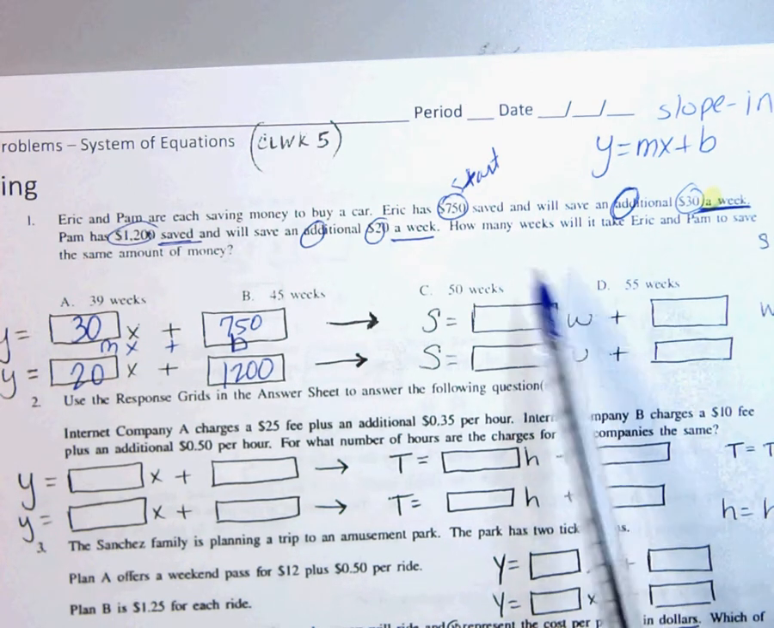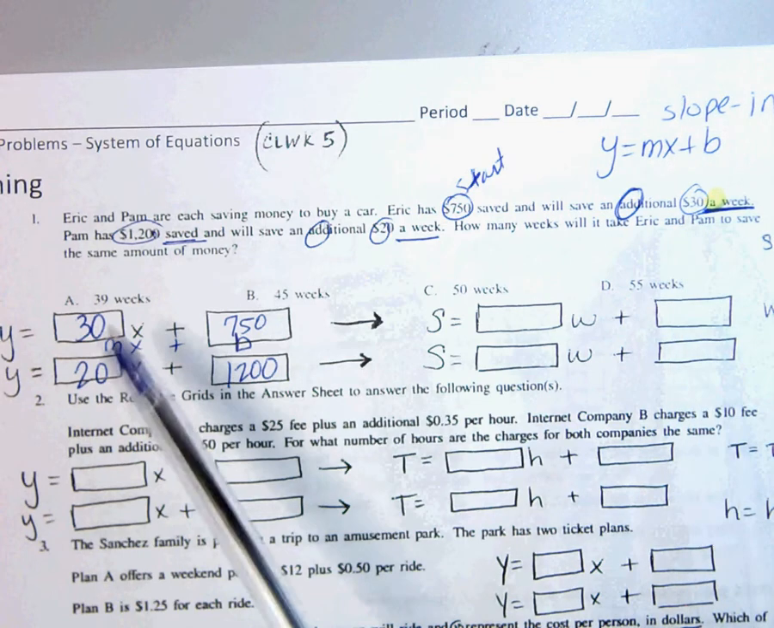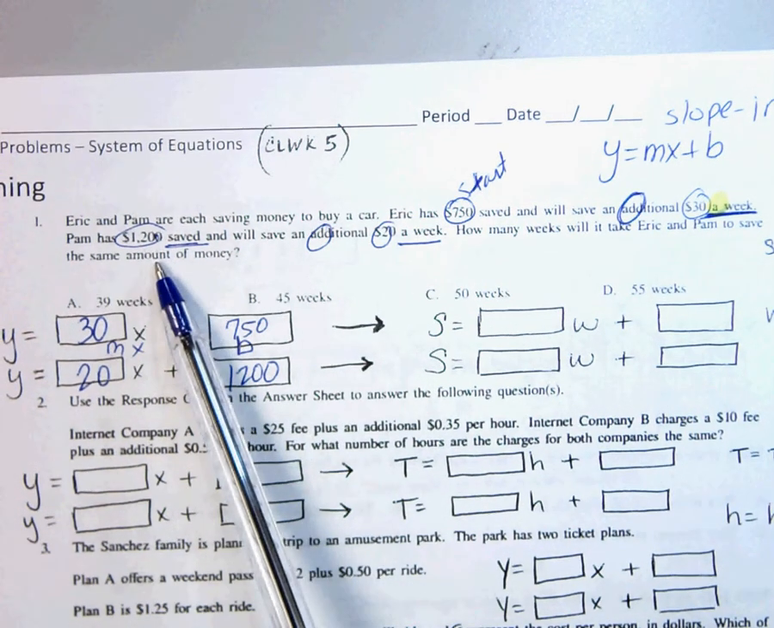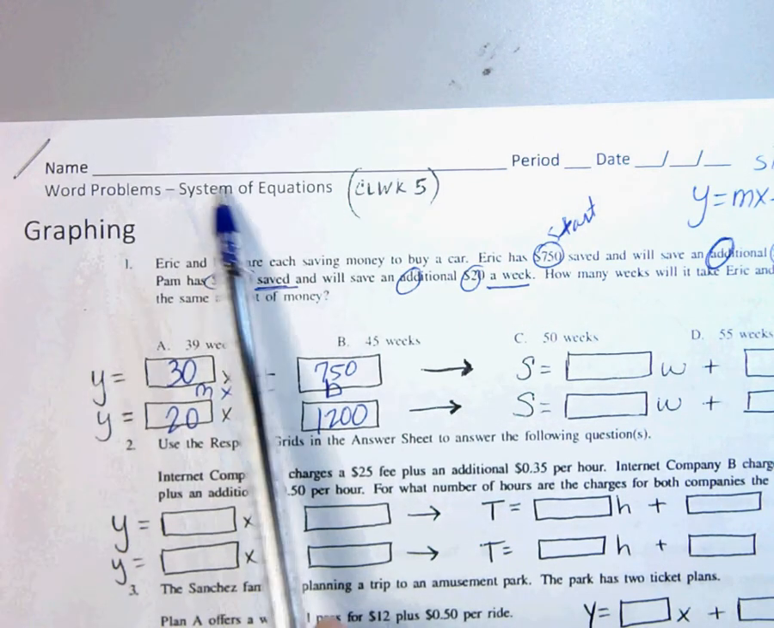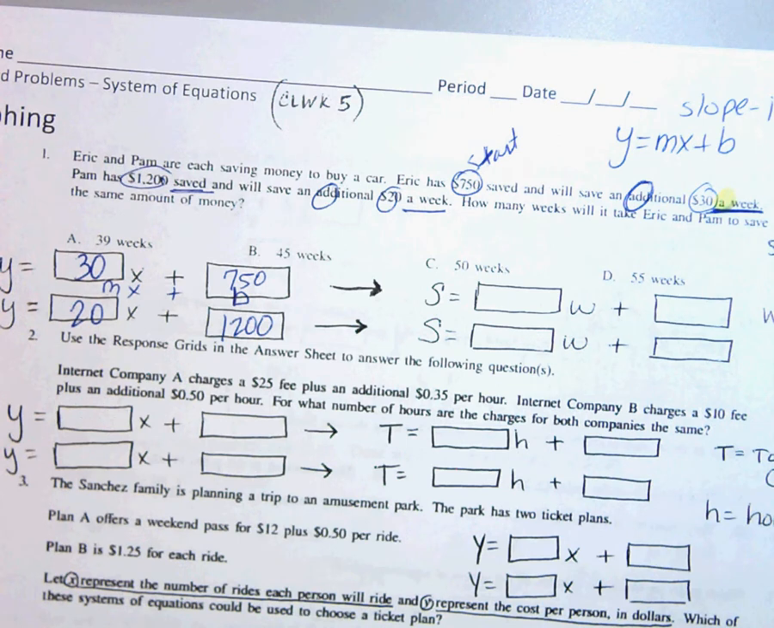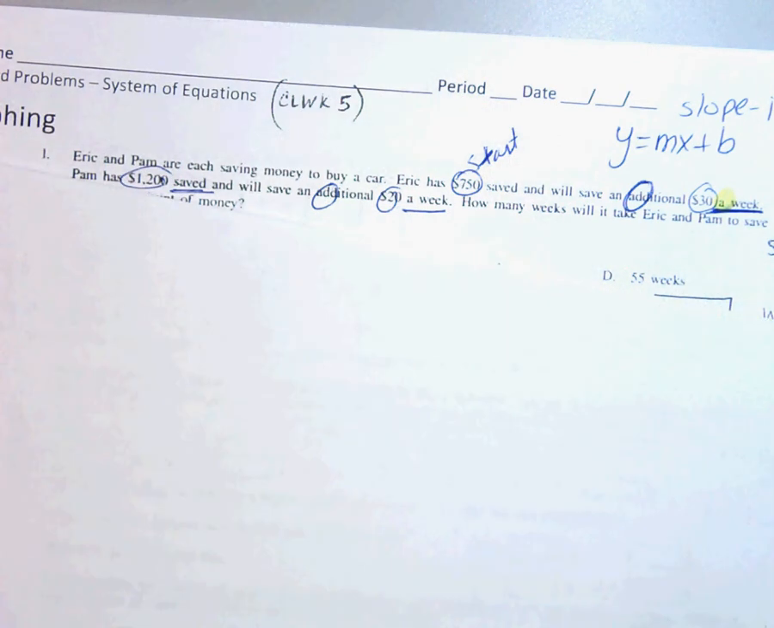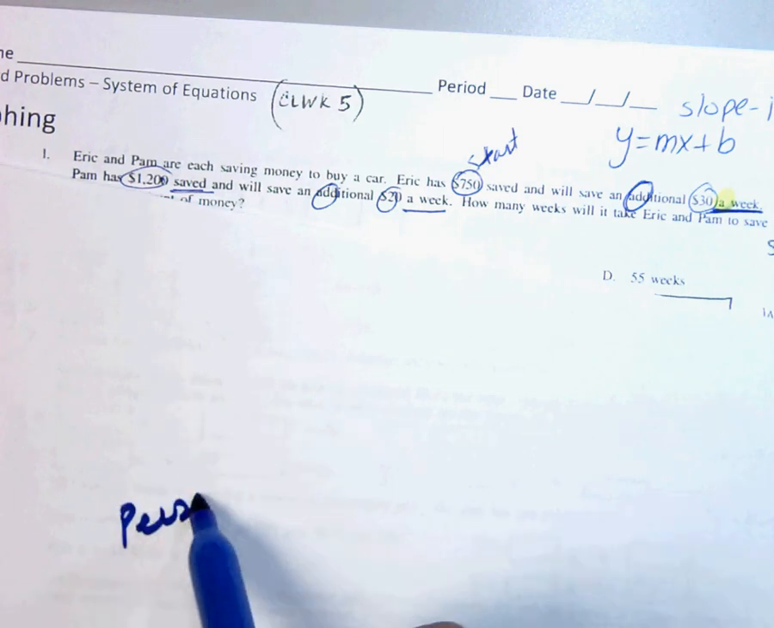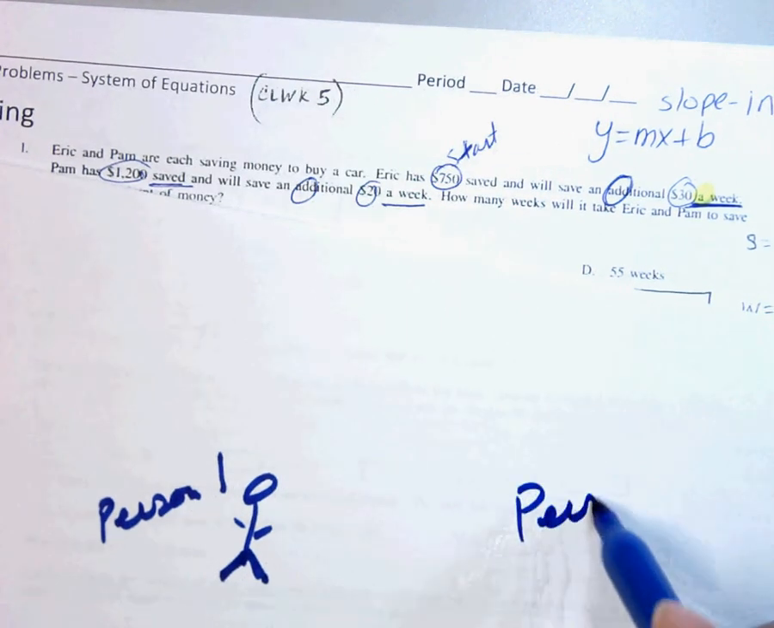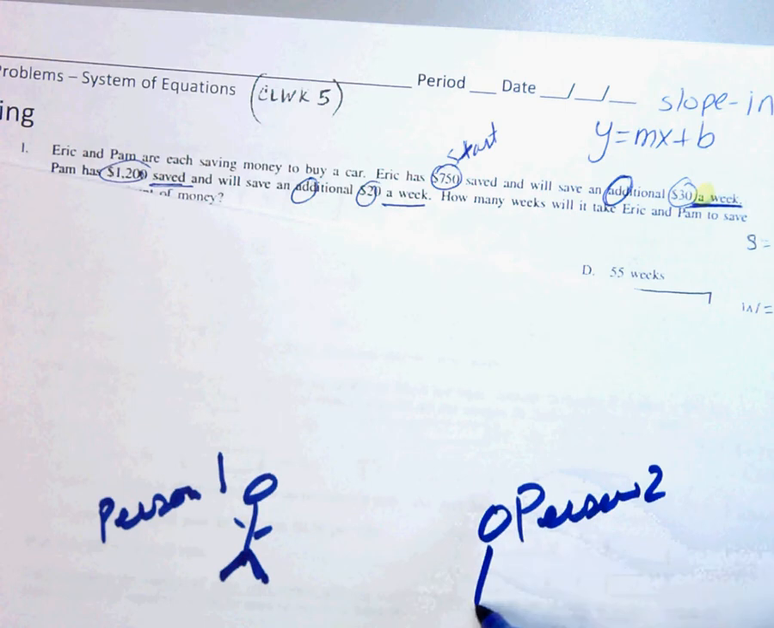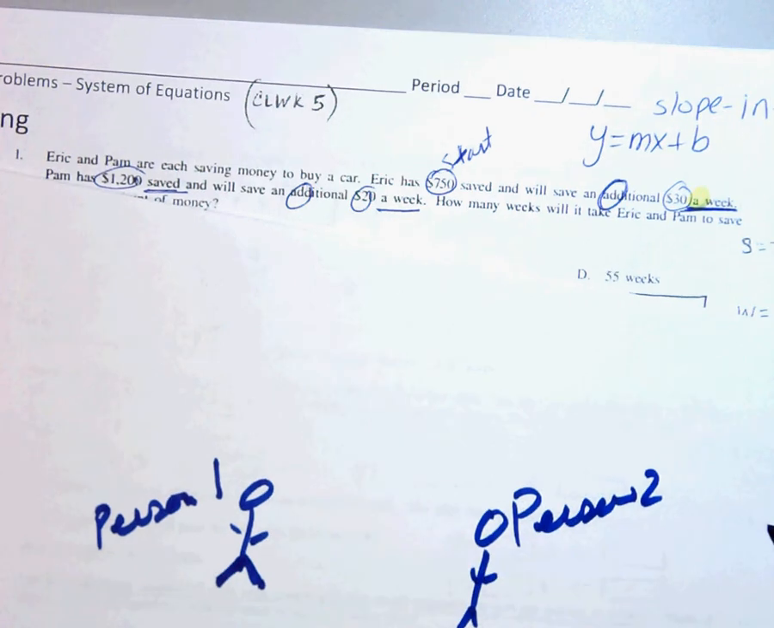Now it says how many weeks will it take for Eric and Pam to save the same amount. Remember, we're doing word problems that talk about systems. And systems, pretty much a good example to explain systems. Think about person 1, and person 2, starting in 2 different places.